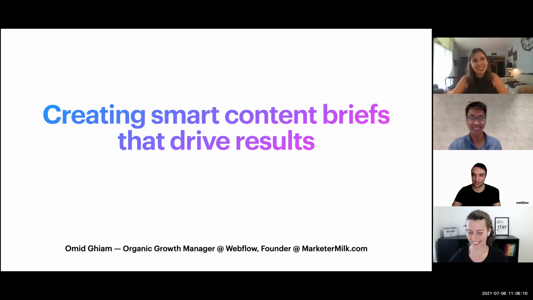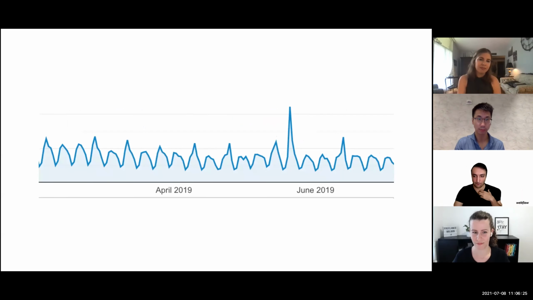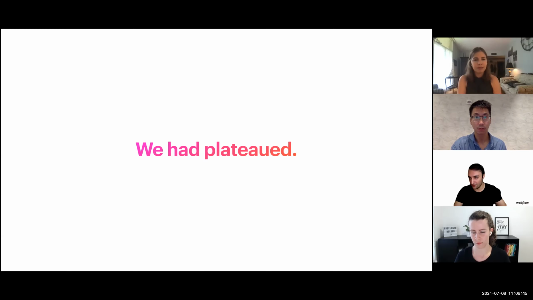We're going to go into creating smart content briefs that actually drive results. And I'm going to start off with kind of a little story that goes back to 2019, before we even discovered Clearscope. So in 2019, our blog traffic was pretty flat. Numbers wise, we were averaging about a couple thousand visitors a day, which is no small blog by any means, but it was like this for over a few years. It hadn't moved. As you could see from this graph, we were actually declining in 2019 slowly. And so we had pretty much plateaued.